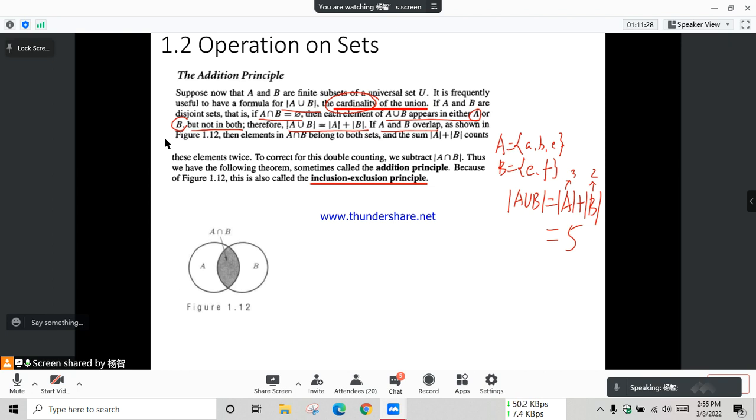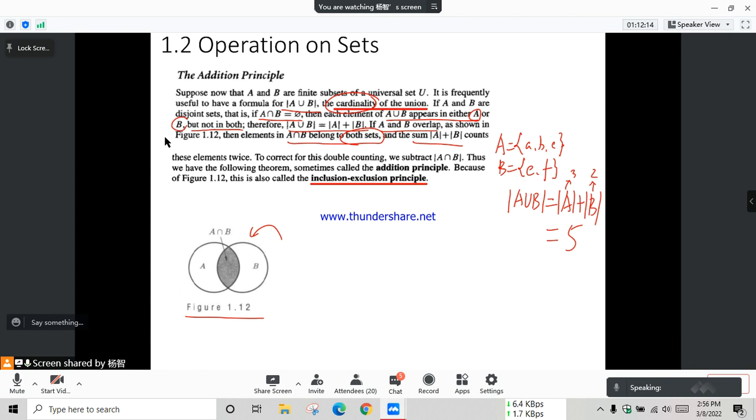Let's show in figure 1.12. In this Venn diagram, you can see that there are some common elements between these two sets. So the elements in the intersection of A and B belong to both sets, and the sum of the cardinality of A and B counts these elements twice.